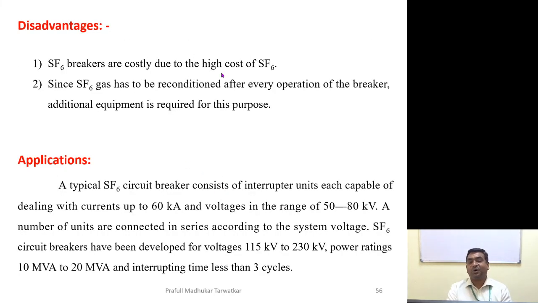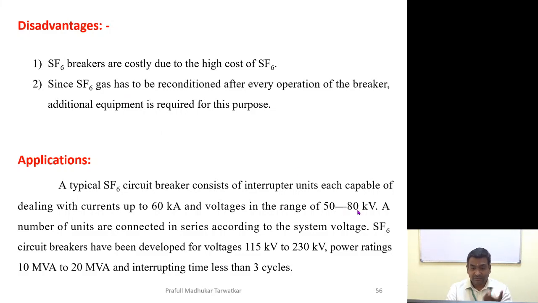Disadvantage: it is a costlier affair compared to air circuit breaker and vacuum circuit breaker. The respective cost of the SF6 circuit breaker is very high. SF6 gas has to be reconditioned after every operation of the breaker, hence additional equipment is required. As I said earlier, after every operation the pressure inside the chamber has to be maintained, and for that a separate compressor has to be installed, so hence the cost is more.